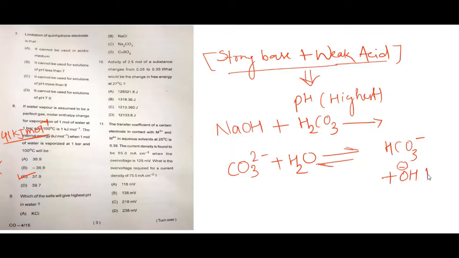Here we get the more number of OH minus in this condition only, option C. Only in this condition do we get more OH minus ions, which means we will get the highest pH. Okay, so option C is the correct answer. Carbonate, a strong base with weak acid, gives the highest pH in this condition. So option C is the correct answer.